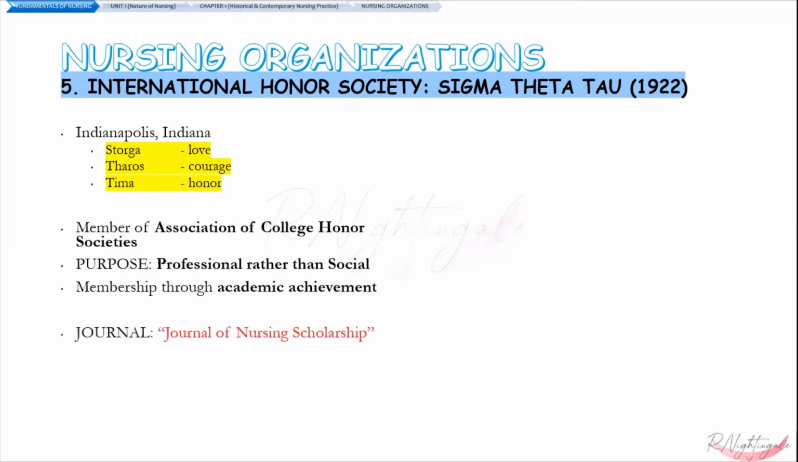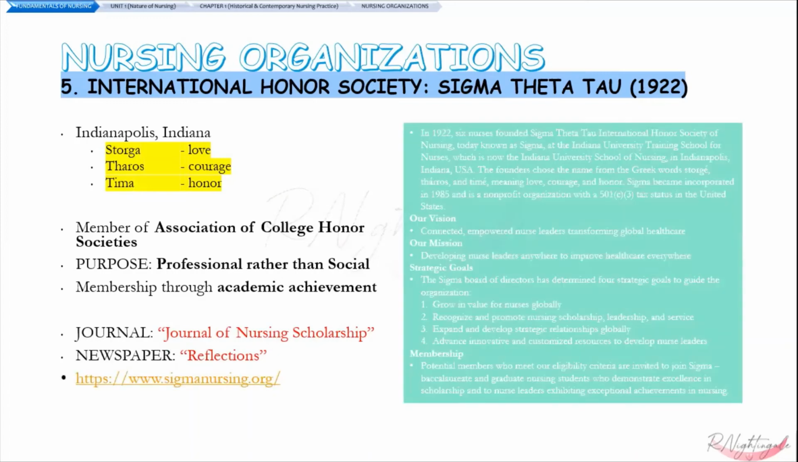The official journal of the Sigma Theta Tau, the Journal of Nursing Scholarship, is published quarterly. The journal publishes scholarly articles of interest to nurses. The society also publishes Reflections, a quarterly newsletter that provides information about the organization and its various chapters. This is their official website, and this is their introduction in it.